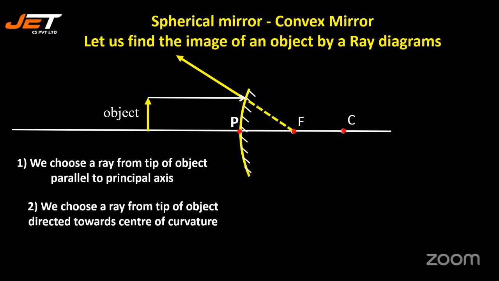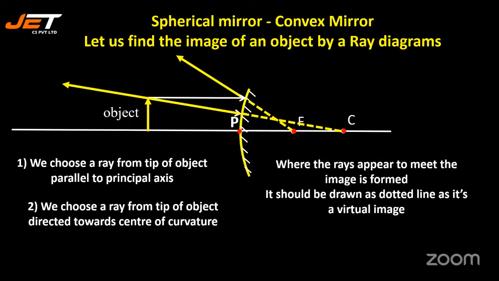From the tip of the object, a ray directed towards the center of curvature will get reflected perpendicularly to the mirror. It is incident normally, so it will get reflected normally. When the rays appear to meet, the image is formed. It should be drawn as a dotted line as it is a virtual image. That's why I'm drawing it with a dotted line.